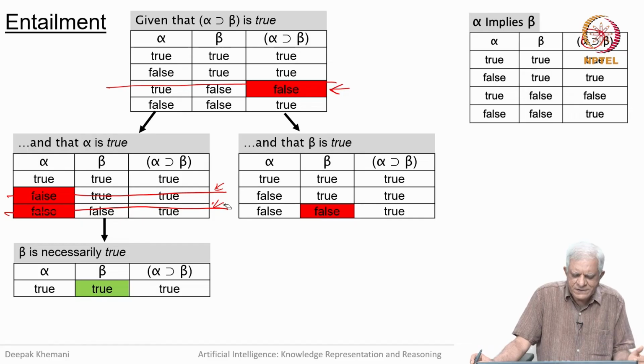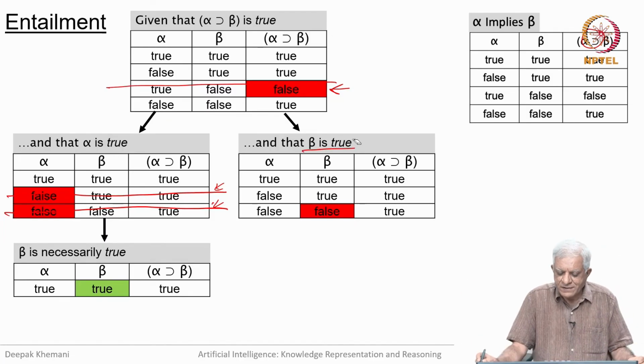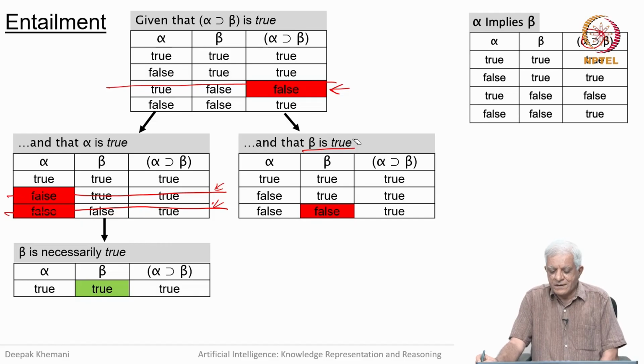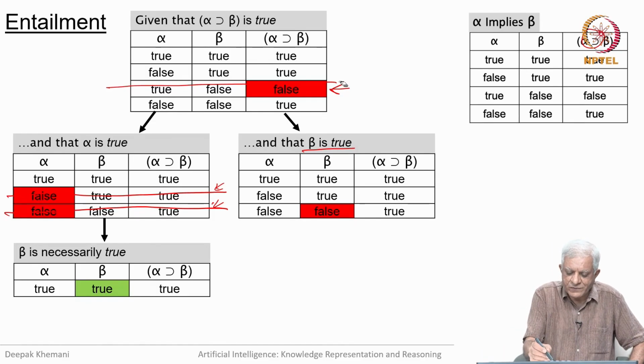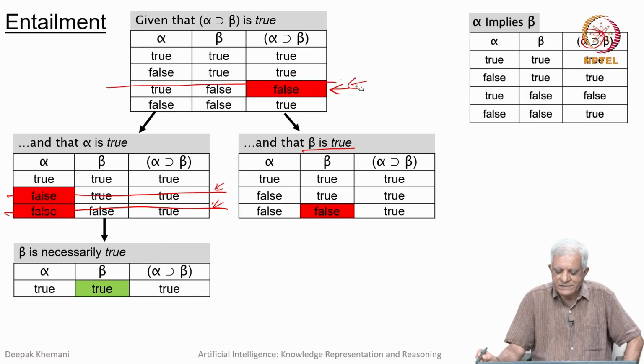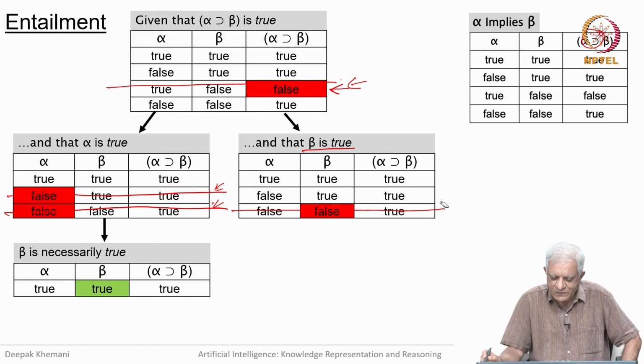But supposing instead of telling us that alpha is true, somebody said alpha implies beta is true, and then somebody says that beta is true. That is another case. When somebody said alpha implies beta is true, as before we deleted this third row. Then when somebody said beta is true, we have to delete this last row from the column, because that is where beta is false.